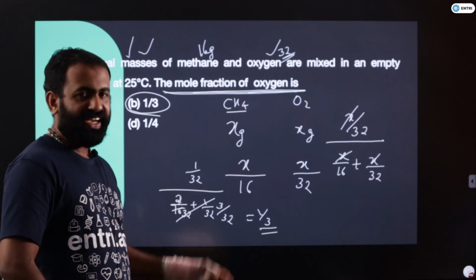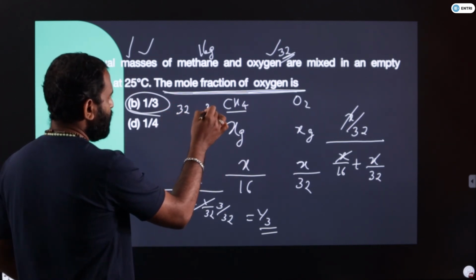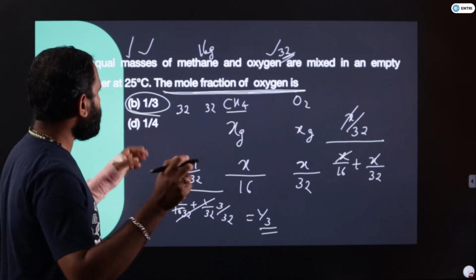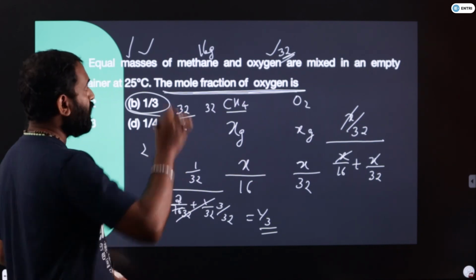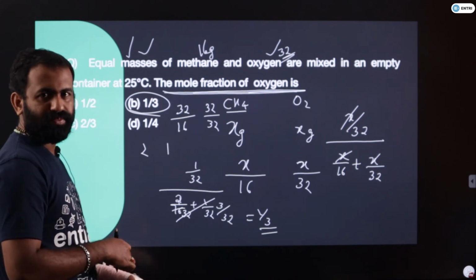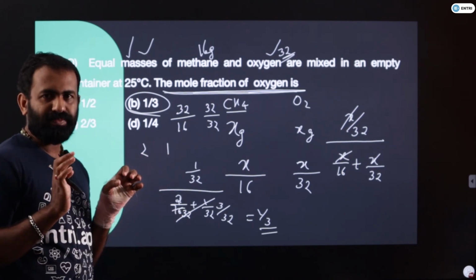So, instead of x, if we take 32 gram methane and 32 gram oxygen, the number of moles of methane is 32 by 16, that is 2. The number of moles of oxygen is 32 by 32, that is 1. Then the mole fraction of oxygen is 1 divided by 1 plus 2, which is 1 by 3.